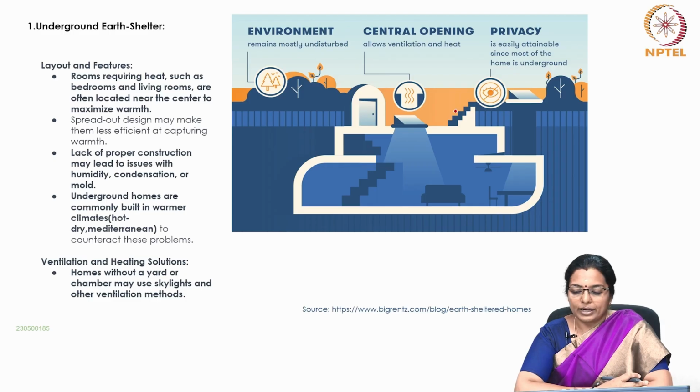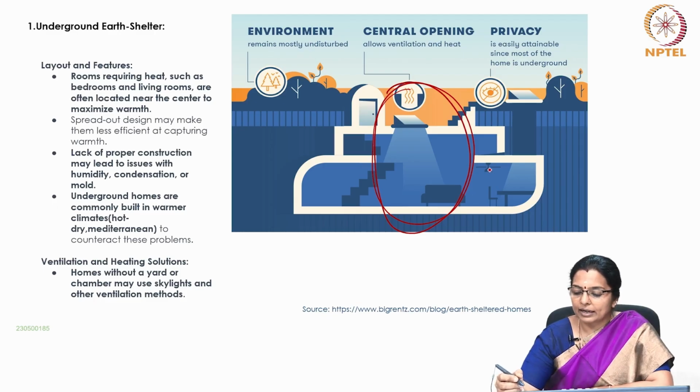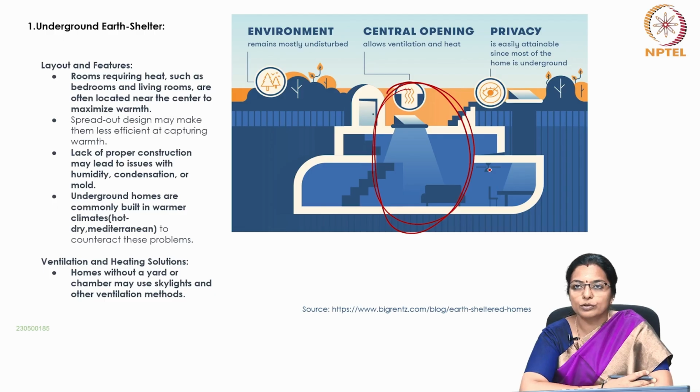If we look at the layout and features, rooms requiring heat such as bedrooms and living rooms are often located near the center to maximize warmth. So, if this is the central opening, then areas which require warmth and are habitable are primarily exposed to this part. It is a spread out design and these may make them less efficient at capturing warmth. Lack of proper construction could lead to issues with humidity, condensation or even mold.